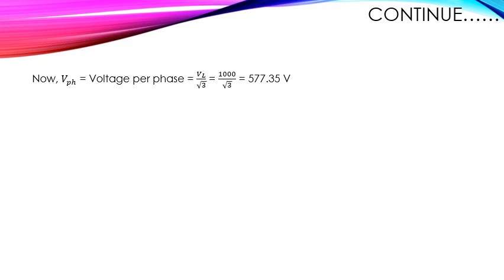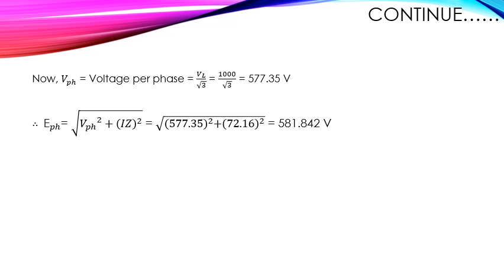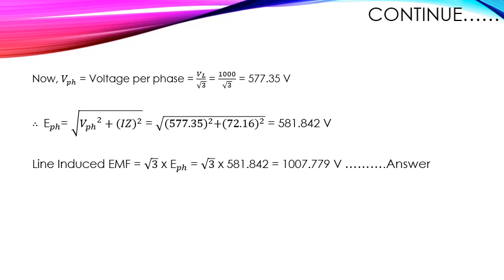So first we will find the phase voltage, then the induced EMF by taking the vector sum of phase voltage and impedance drop, that is equal to square root of VPH square plus IZ square. Then using that we can find the line induced EMF, that is root 3 times the phase voltage. So put the value of calculated EPH and get the line induced EMF, and that is the answer.